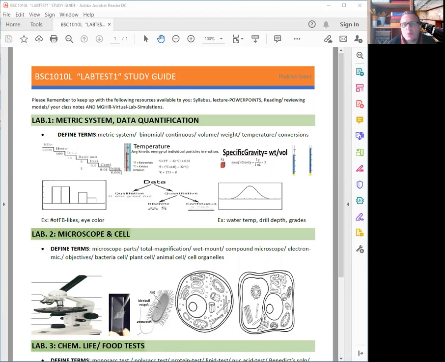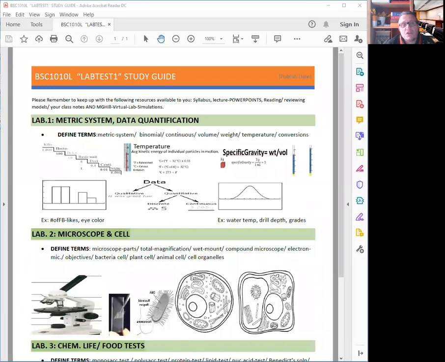Please always remember to finish up your McGraw-Hill Connect labs and make sure that you review all the labs so far, which are metric system, microscope, cell, and chemistry of life or food tests, or macromolecules. Also double check your syllabus and your lecture and lab notes, and review them to refresh. So, lab 1, metric system and quantification of data.